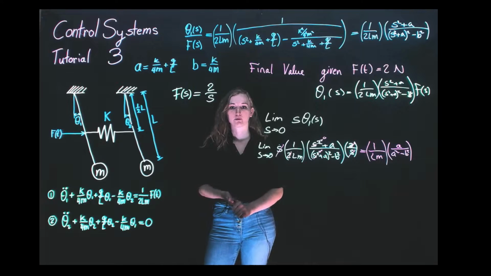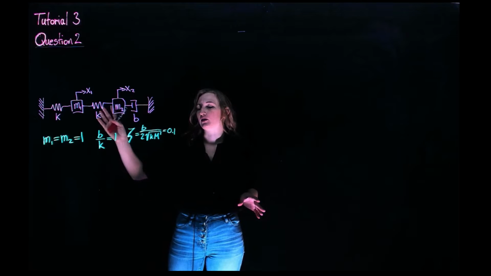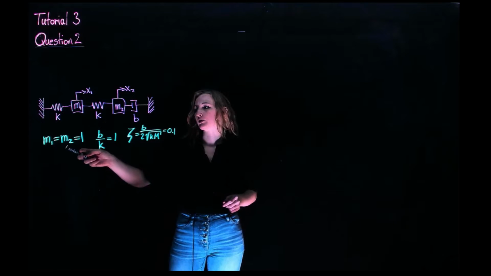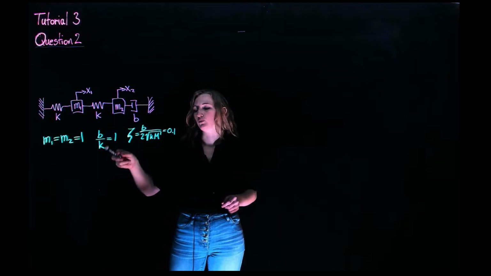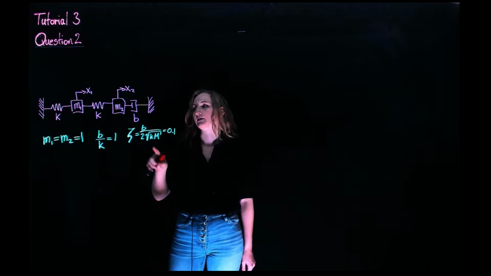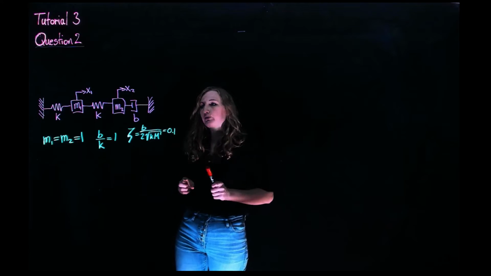these kinds of problems. Here we have our second exercise for today. There is a spring mass damper system. We are given some of the parameters. Both masses are equal to 1. We are given our damping coefficient over our spring constant. We're also given the zeta term. So the question asks us to sketch the S-plane pole-zero diagram.